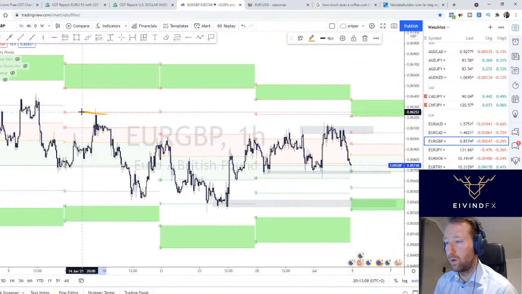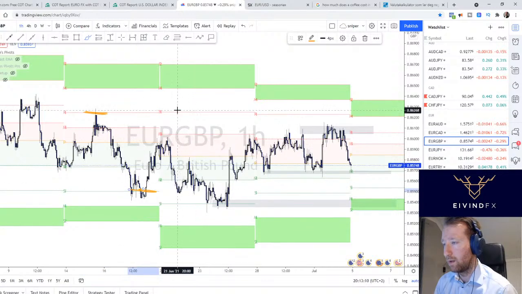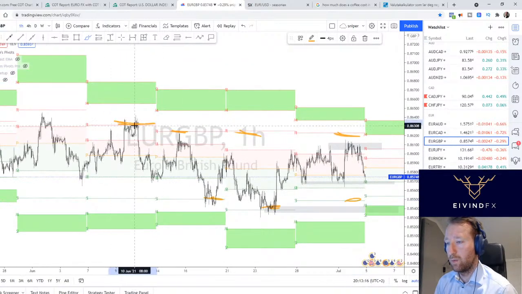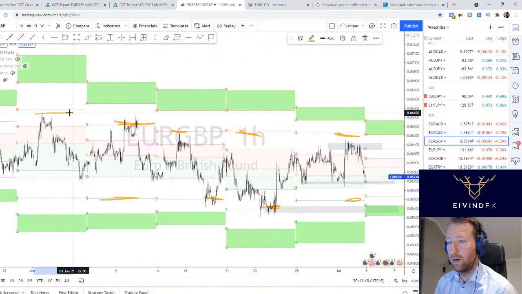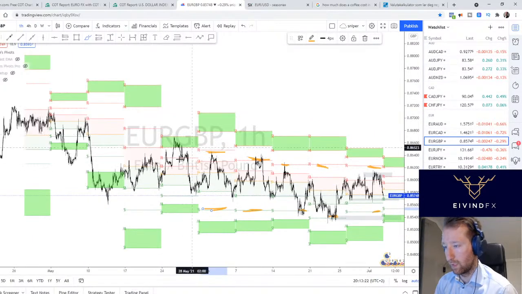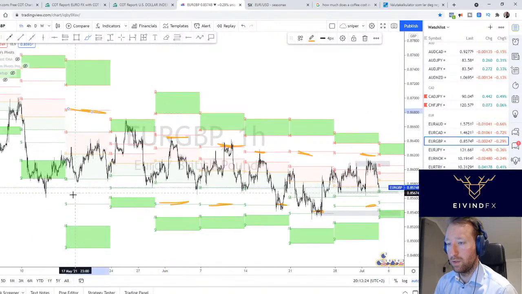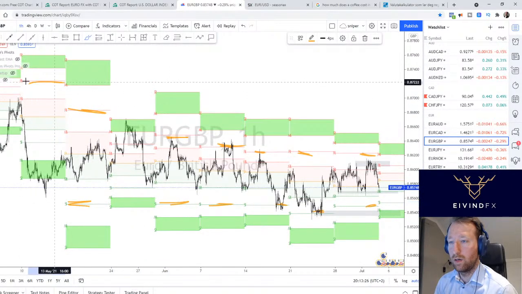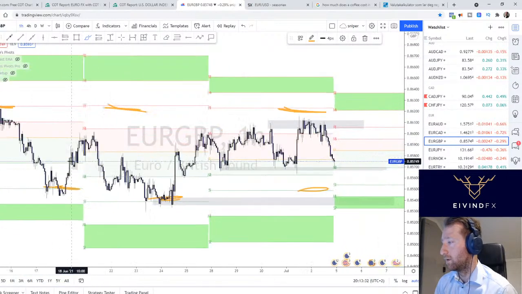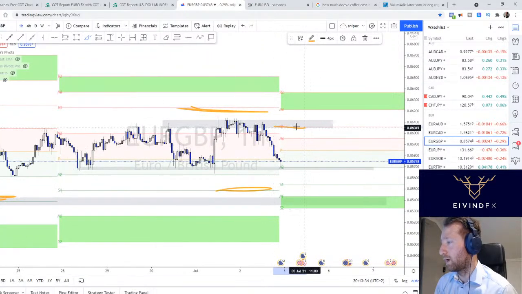See? R1, S1. R1, S1. There's one day when it actually went to target. R1, S1. R1 didn't fail. R1, S1 held for some time at least. So, those are the prices you look for. R1, S1.